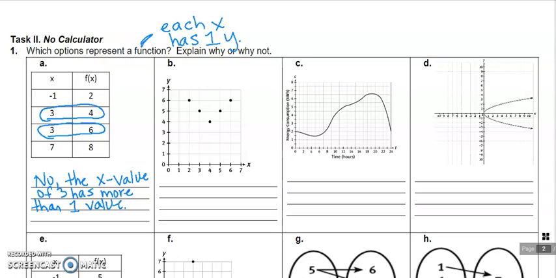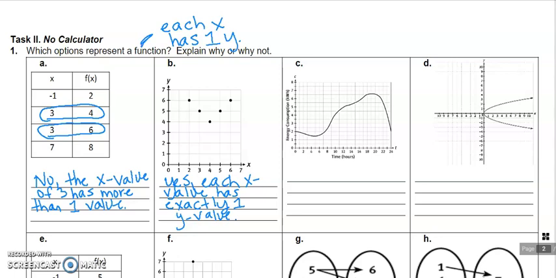All right, letter B, I'm looking at this graph of a relation, so I want to think about the vertical line test. Is there anywhere that I could draw a vertical line and hit more than one of these points? And I don't see anywhere this would occur. So I could say yes, each x value has exactly one y value.